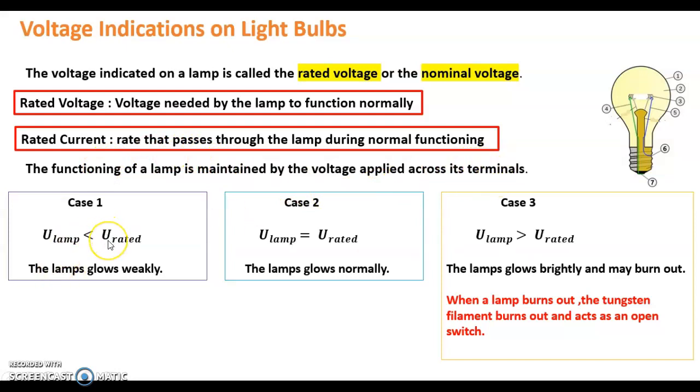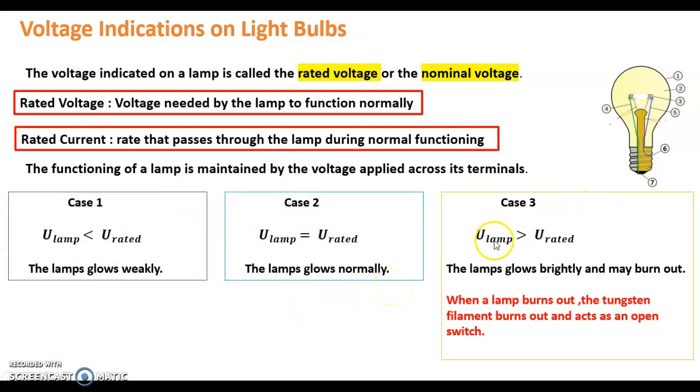For example, if the rated voltage on the lamp is 220 volts and you connect it to a dry cell that provides only 9 volts, would it function normally? For sure not. Here the lamp is taking less voltage than needed, so U lamp is less than U rated. That's why the lamp glows weakly. However, if you connect a 220 volt source to a 220 volt light bulb, the voltage received by the lamp is equal to its rated voltage, so the lamp is going to glow normally.